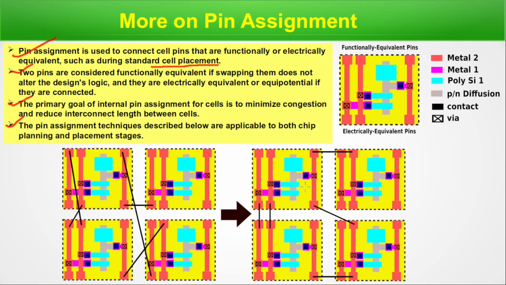These are the diagrams here. This is a functionally equivalent pin, with metal 2, metal 1 and other layers shown by color. This red is metal 2, and these are the metal 1 layer, poly layer, diffusion layer, then contact and via. These are electrically equivalent pins. If this is the original design, this pin and that pin are electrically equivalent, which is why they're connected, and this pin and that pin.